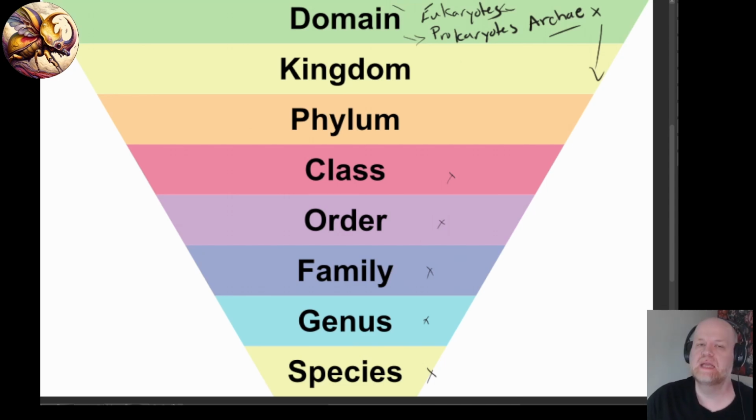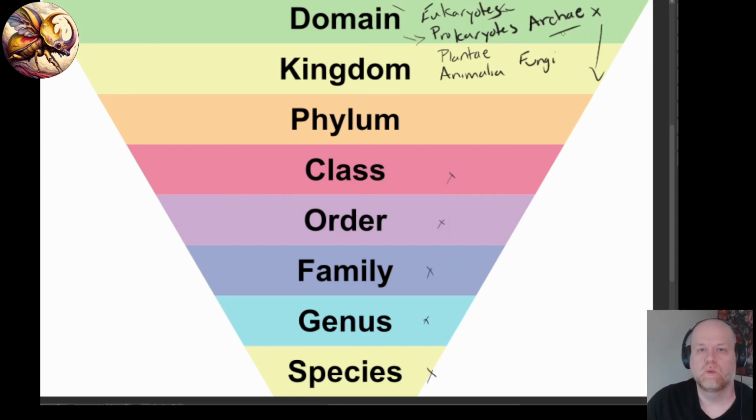Within the domain, kingdom is the next step down, right? So let's say that we're talking about all the eukaryotes. What are we talking about within the eukaryotes? Generally speaking, within the eukaryotes, we're talking about three things. We're either talking about plants, Plantae, Animalia, or the fungi.